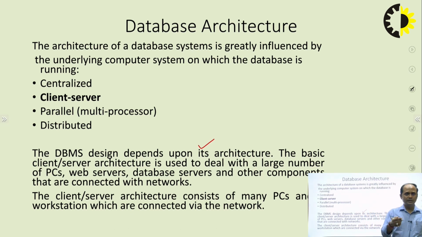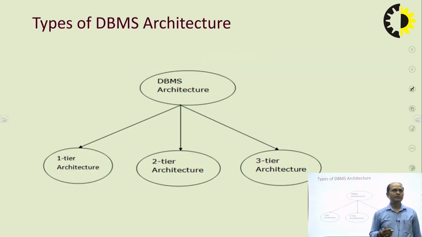So we depend on the architecture because of requirements. If the requirement is a centralized system, we use centralized database architecture. For client server, we use client server database architecture, and likewise for multiprocessor and distributed. These are the architectures we can use for a particular requirement or organization. In DBMS architecture, we can also decide between 1 tier, 2 tier and 3 tier architecture.